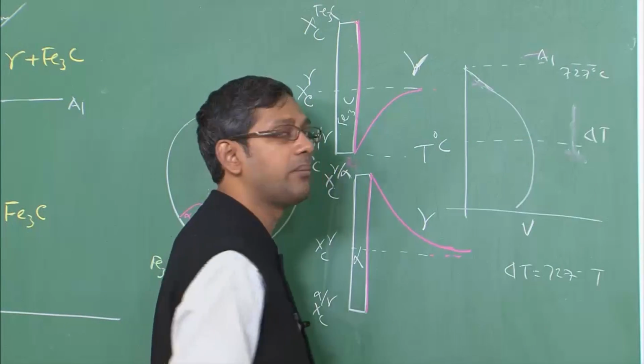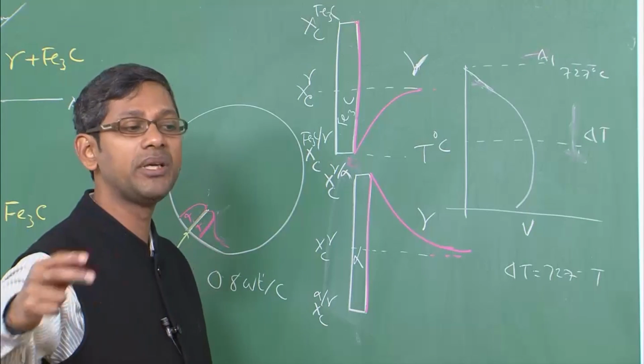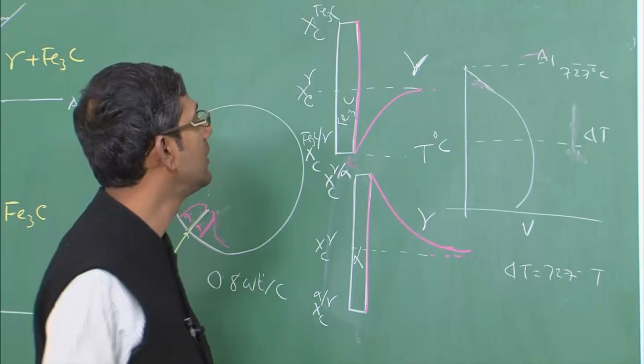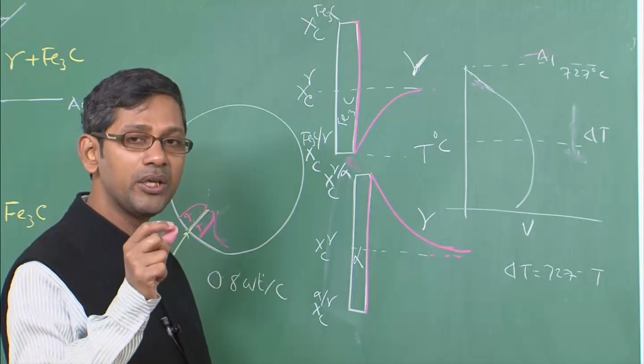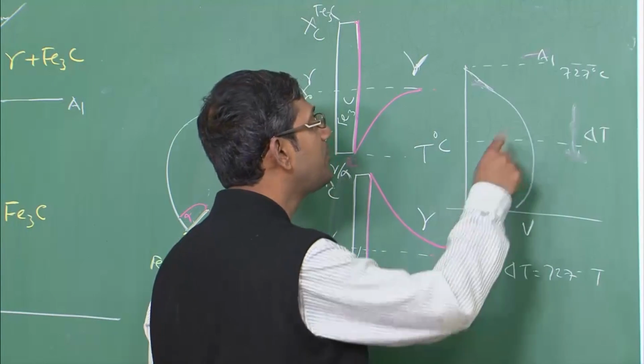Because of the decrease of the temperature, the driving force is large. So it can create more interfaces between alpha and cementite, alpha and cementite. So the thickness of the lamellae will be small. At the same time, diffusion will be slower.